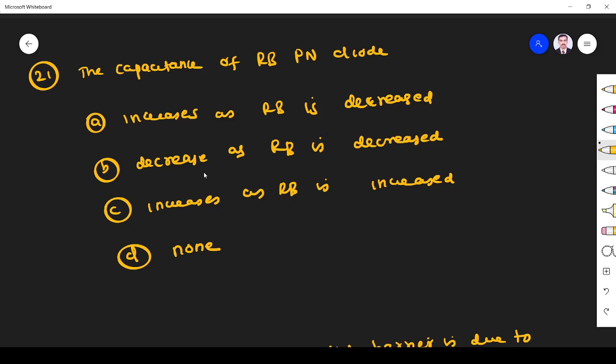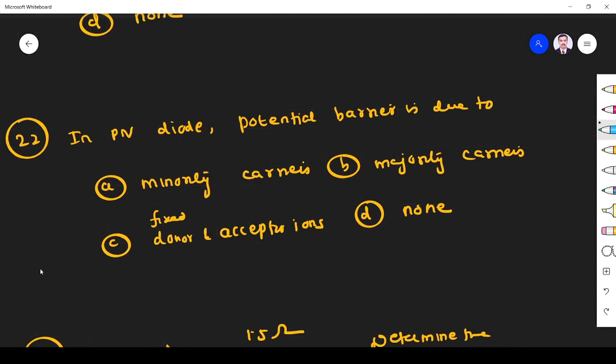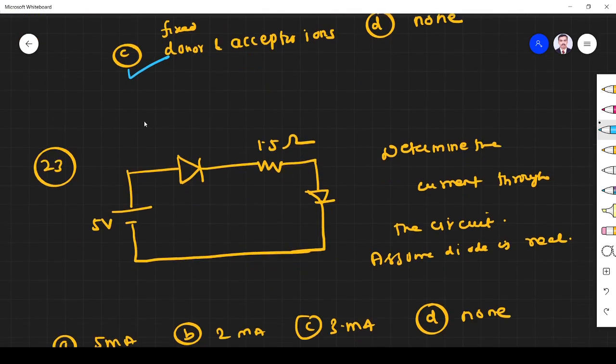The next question is the capacitance of a reverse biased PN diode. What happens? It increases as reverse bias is decreased. So option A is the right answer. Direct question. In a PN diode, potential barrier is not due to minority carriers only or majority carriers only. It is due to fixed donor and acceptor ions. So option C is the right answer.